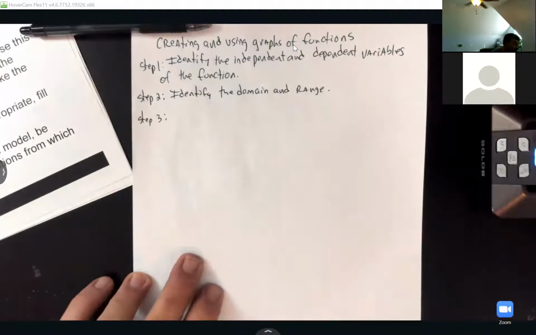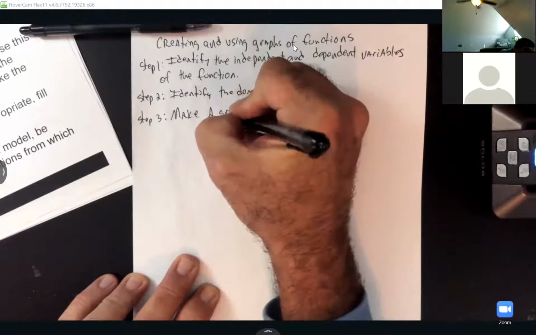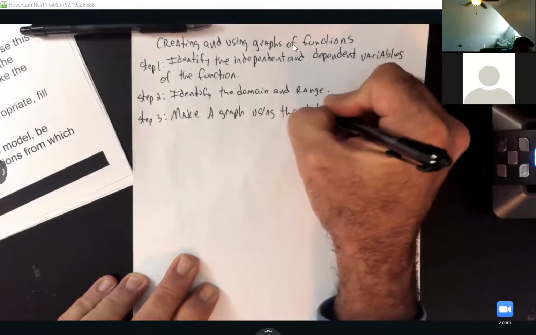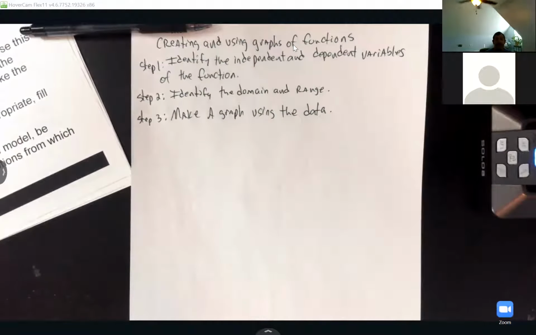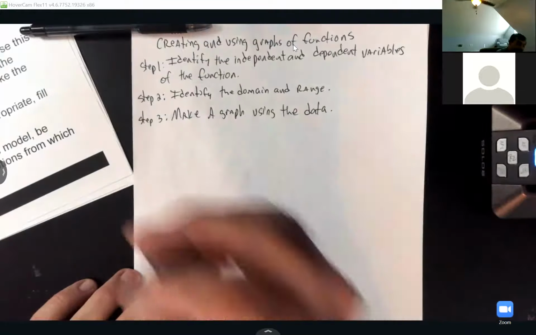So step 3, make a graph using the data. So we did, right? We set up a graph. We made the x-axis my hours worked. We made the y-axis the pay, and we plotted those 4 points that it gave us. 0, 0 in the middle. We had 10 and 100 and so on, okay? So that's what they want us to do. Make a graph using that data.